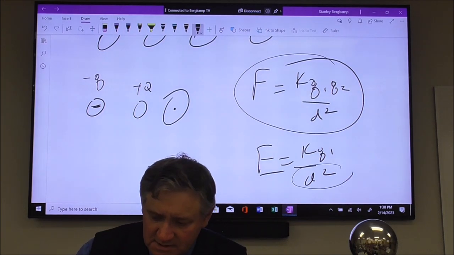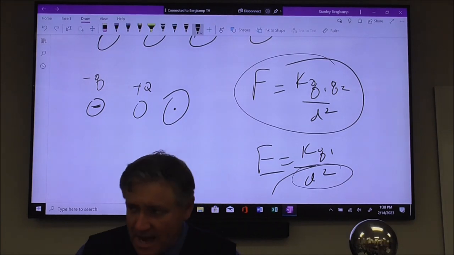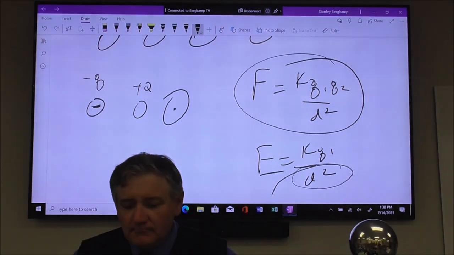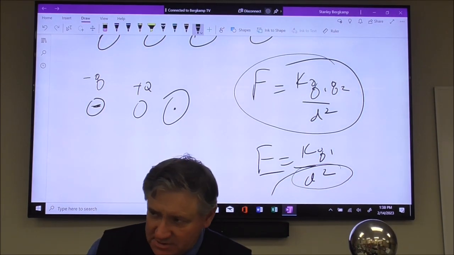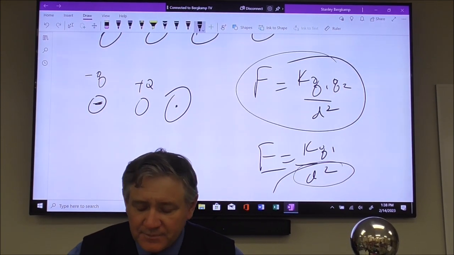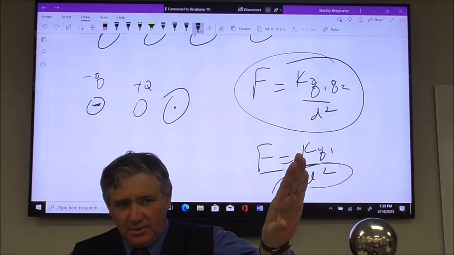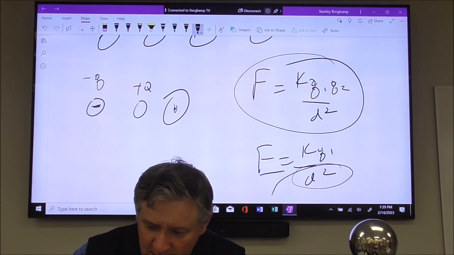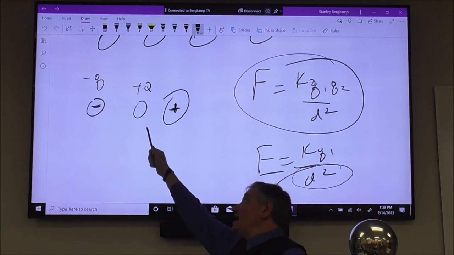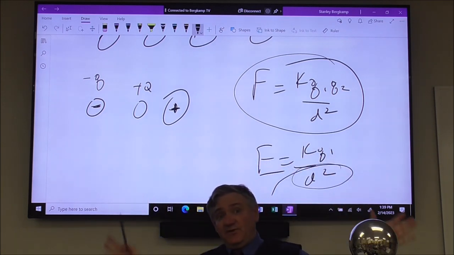Now, the whole key to this is that you're going to be dividing by D squared. What's going to happen, and I had to rush through this yesterday, is that a positive test charge defines the direction of the electric field. So don't worry about the negative Q. Just leave it out. If I put a positive test charge right here, this positive charge is creating the field that we're going to study.